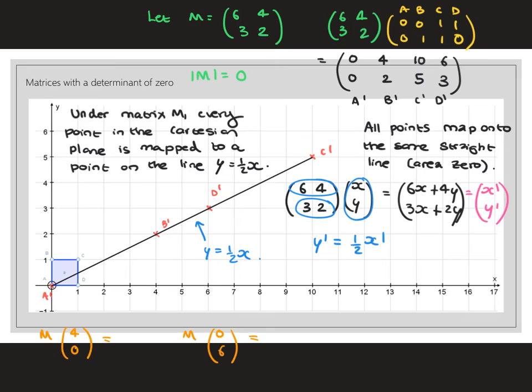So for instance, try applying the matrix M to the coordinates (4, 0) and (0, 6), and you will find that in both cases these object points are mapped to the same image point (24, 12). So multiple points can be mapped to the same point on the image straight line. And as I said, this will be very, very important when we're thinking about inverse matrices and what happens when a matrix has a determinant of 0, because this will be a special case we have to think about very carefully.